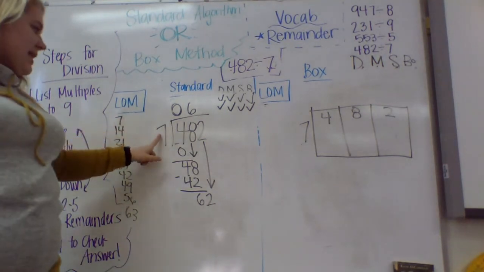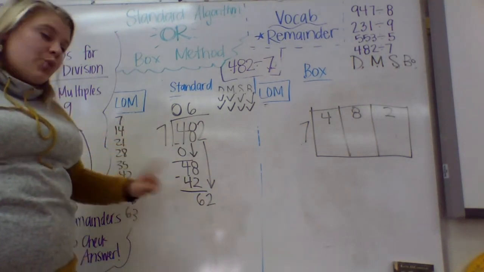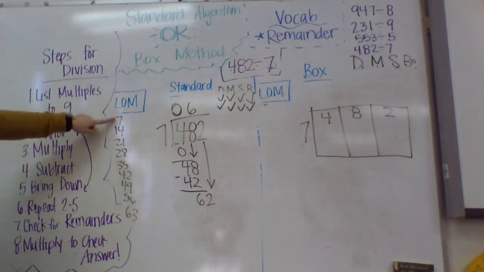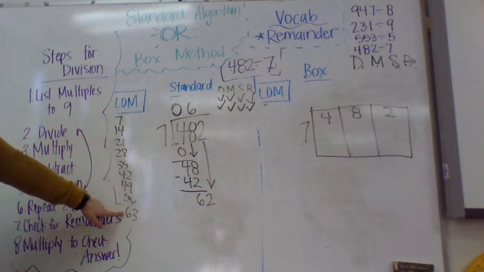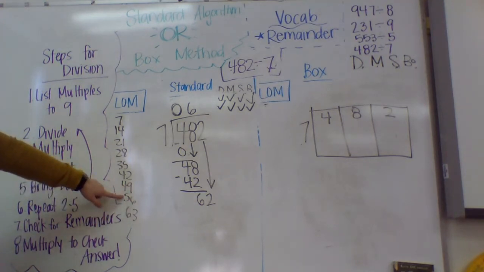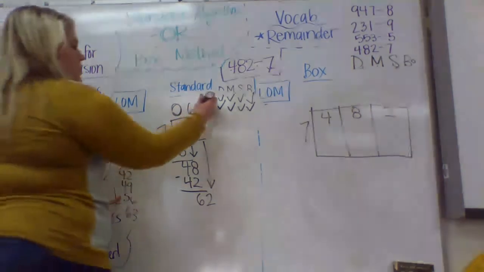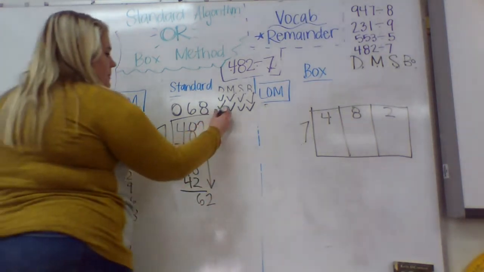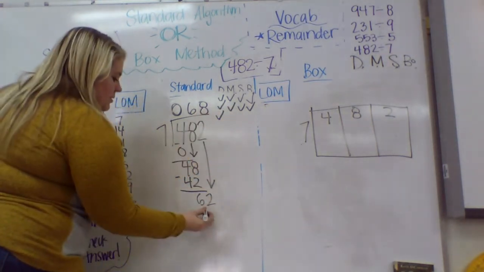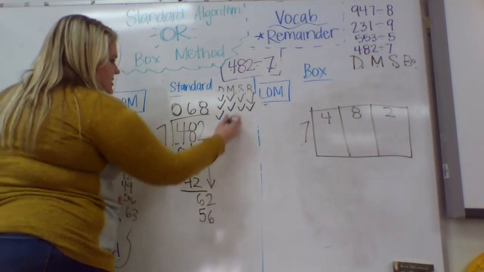Now I want to know how many times can 7 go into 62 without going over. 7, 14, 21, 28, 35, 42, 49, 56, 63. That's too much. So it can go in up to 56. 7 times 8 is 56, so it can go into 62 8 times. Now we know 8 times 7 is 56.